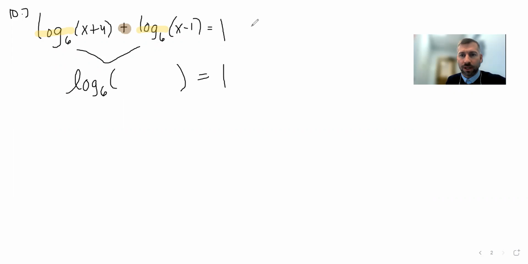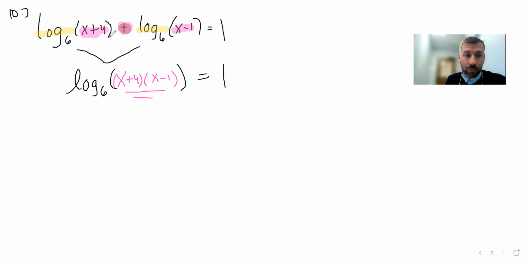Well, how do I put those together? And I've already highlighted it here. It comes from that plus sign. There's the warning flag. There's the warning bell. Boom. That plus sign doesn't mean we're adding these two things. It actually means that we're multiplying those two things. So we're going to take that x plus 4 and we're going to multiply it with x minus 1. So addition of logs means multiplication of the arguments.